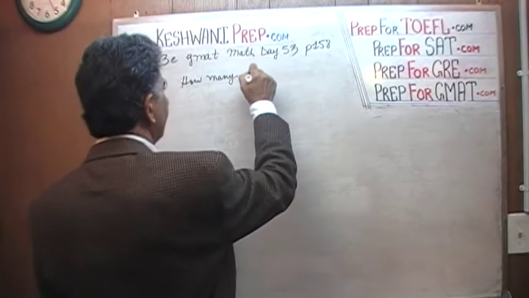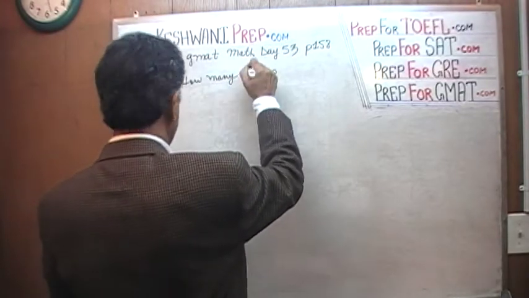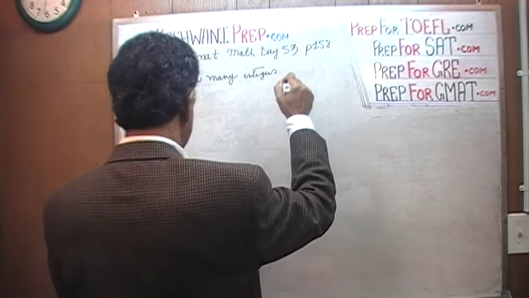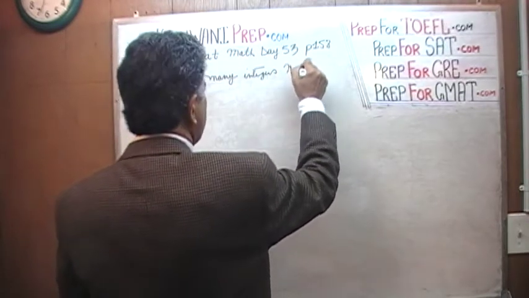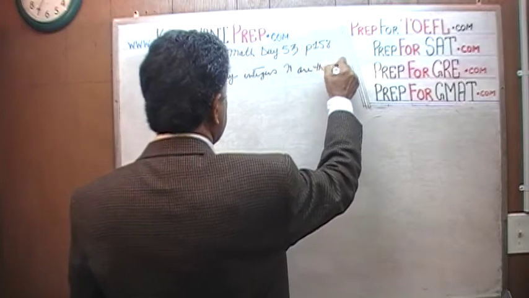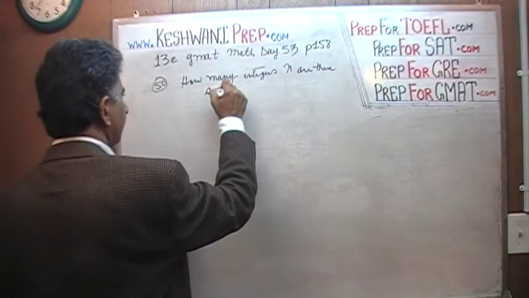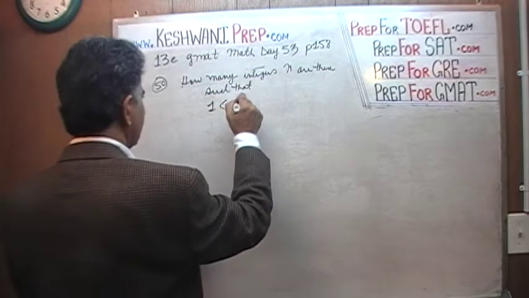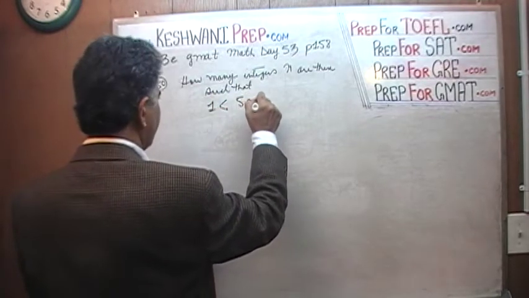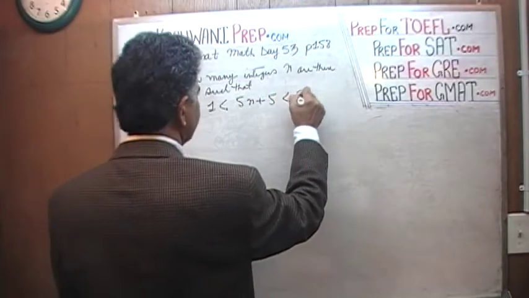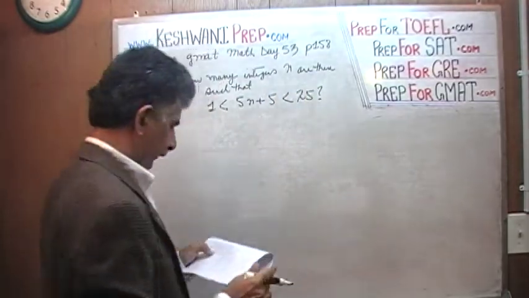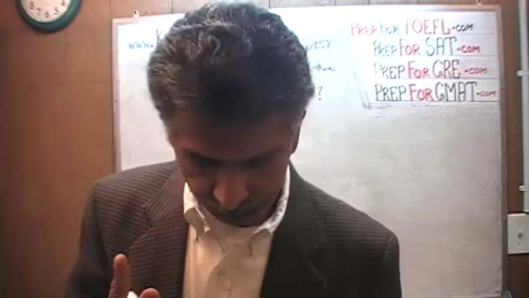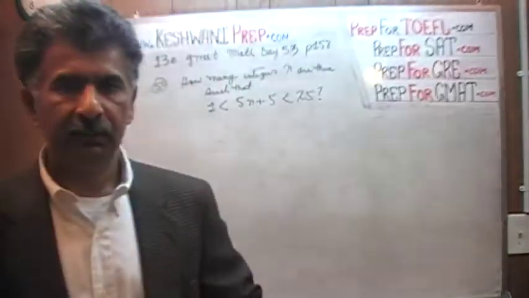Number 50. How many integers n are there such that 1 is less than 5n plus 5, which is less than 25. It's a very simple, very straightforward problem if you manage to remember one fact during the GRE.